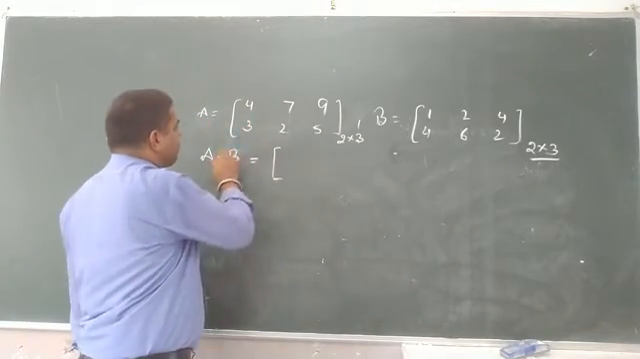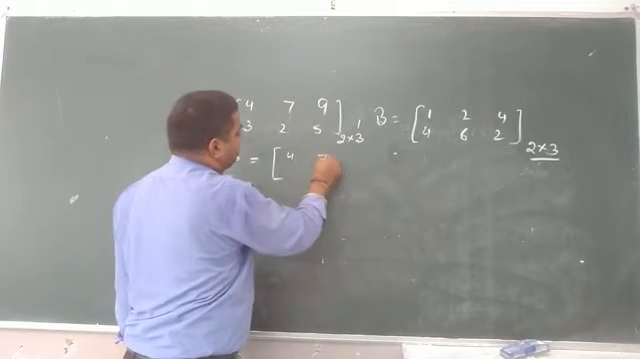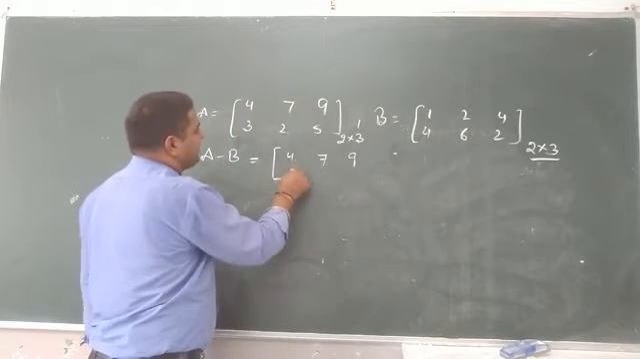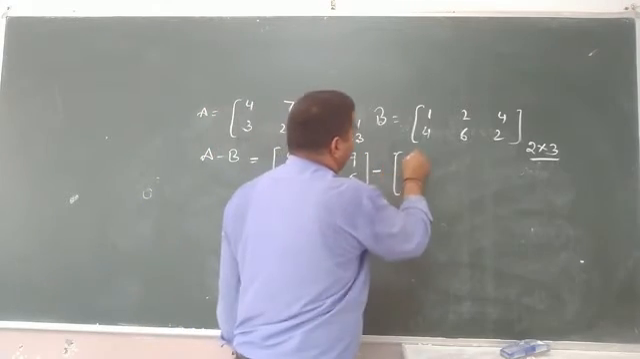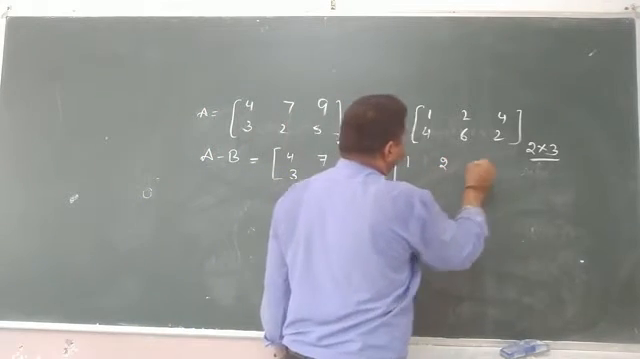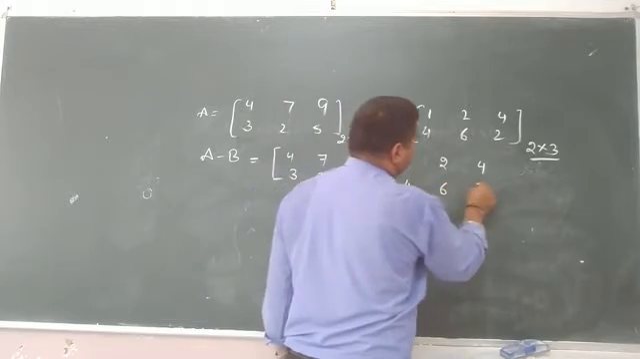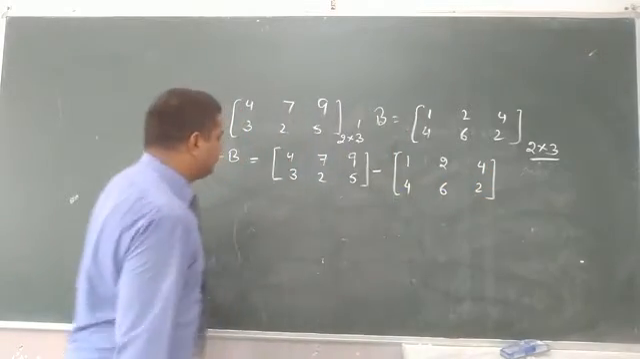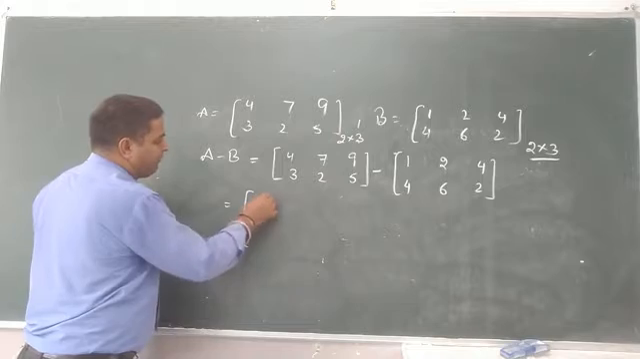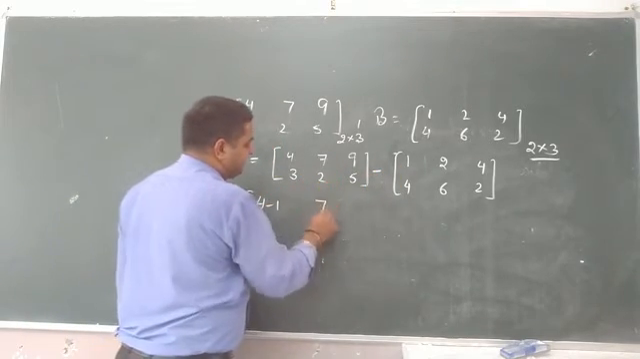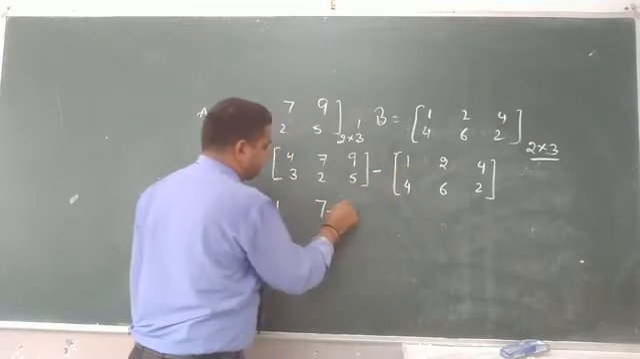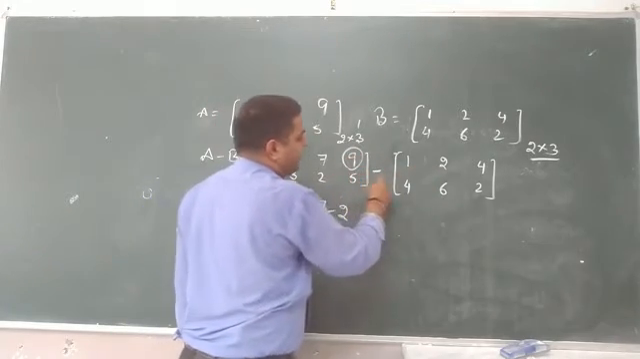First we write matrix A: 4, 7, 9, 3, 2, 5. Then minus matrix B: 1, 2, 4, 4, 6, 2. Now let us subtract. 4 minus 1. 7 minus 2. 9 minus 4.